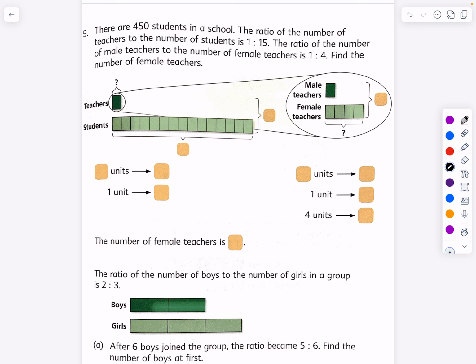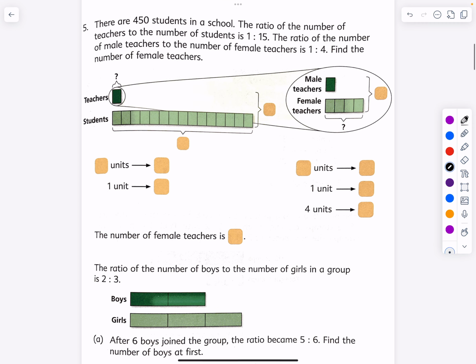Hello, we continue to solve word problems that include ratios. The key strategy to solving these word problems is to make simple bar models. Let's read problem number 5.